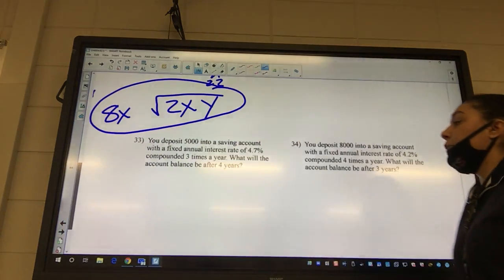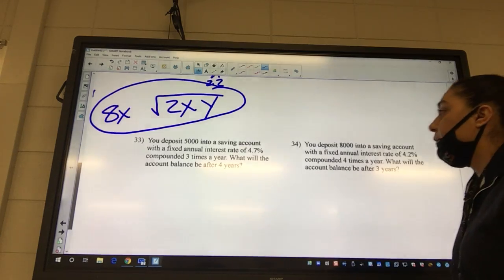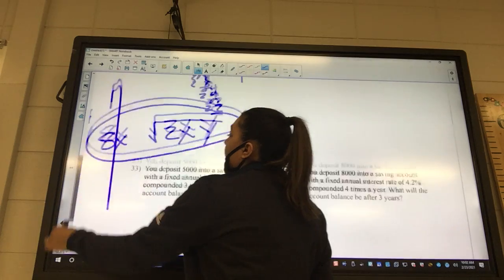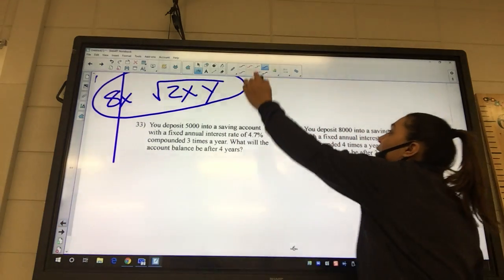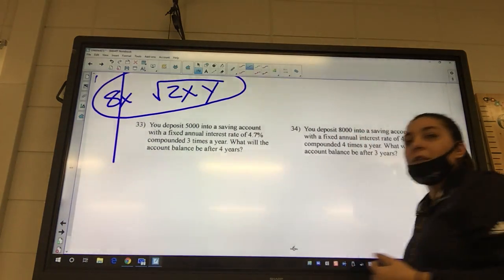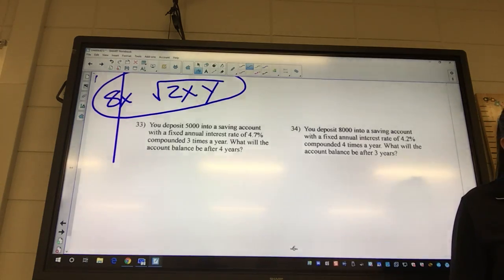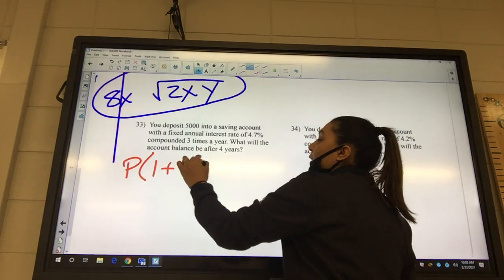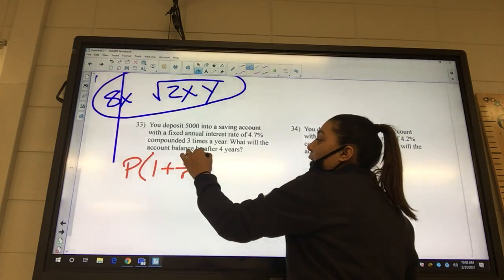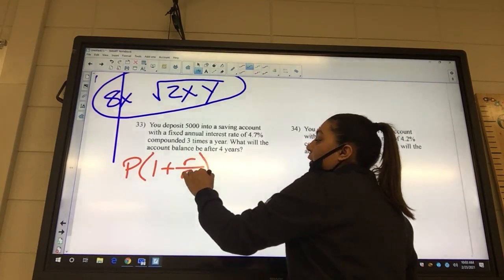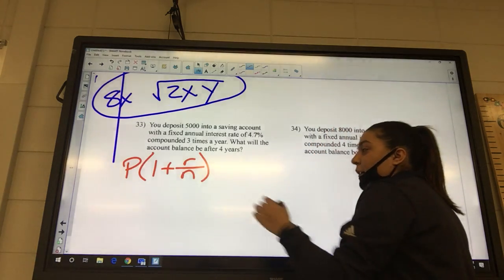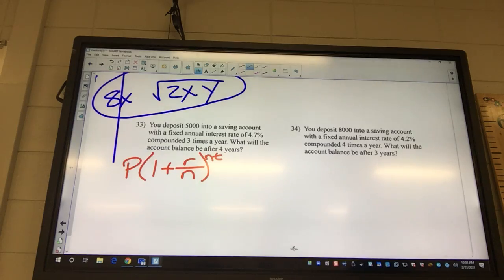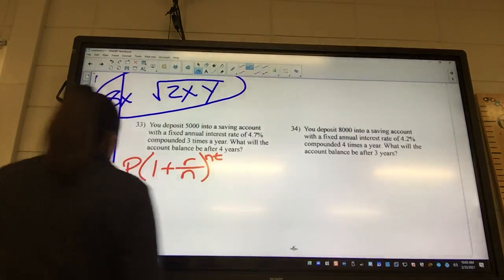Okay, and then 33. How are we going to set this up? 5,000. Actually, what's the formula? Let's see who remembers today. What's the formula? C P, parentheses 1 plus R over N, and then parentheses NT. Look at you, Reese. All right. So, how do we fill this in? What goes first? 5,000.